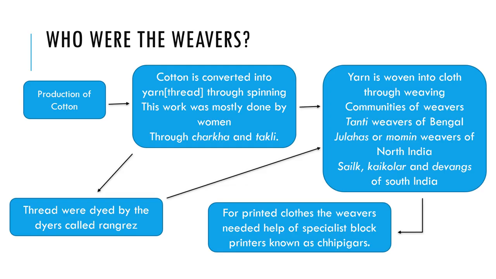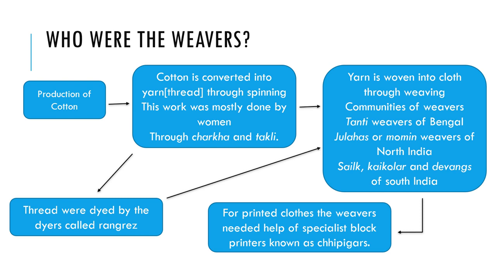Now, some important terms which are very important when we are learning this textile industry, we should know about these. There are some processes involved in the making of cloth. So production of cotton is the first process. Second, the cotton is converted into yarn or thread. And third, the yarn is woven into the cloth by putting the yarn or thread at right angles. The work that was done mostly by women was the spinning. The spinning work was generally done by the women, and they used some charkha and takli kind of instrument. These were household instruments which can be used for spinning of yarn.